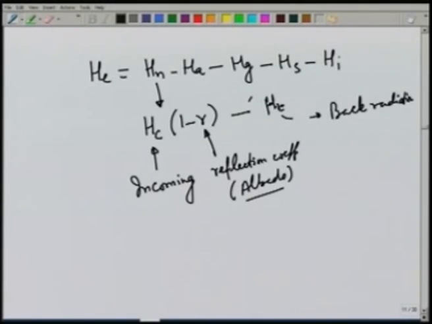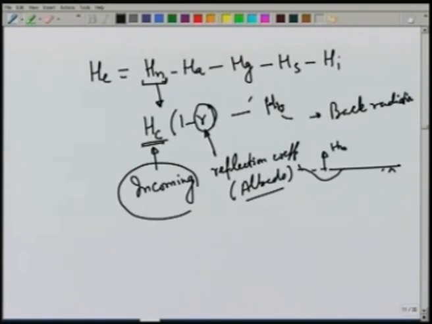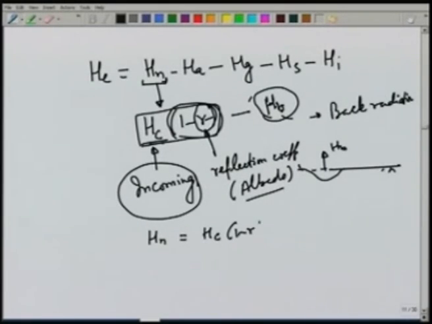This part is radiated from the water surface. So if there is a lake here, the amount of heat radiated back will be HB, and R represents the reflection back to the atmosphere. So the net heat coming in or received by the water body can be written as incoming solar radiation, which we can obtain, times 1 minus R. So this is the amount reflected, that means this is the amount which is absorbed, HC times 1 minus R, and out of that HB is again radiated back. So this net heat inflow HN is obtained as HC times 1 minus R minus HB. So this we can obtain.